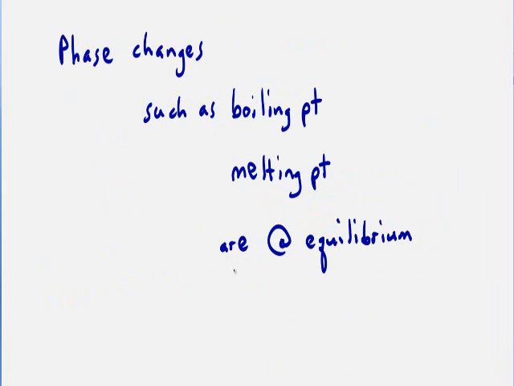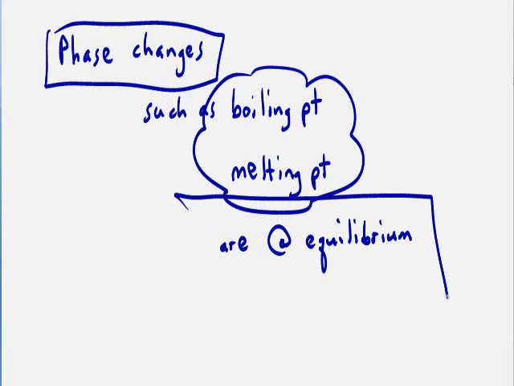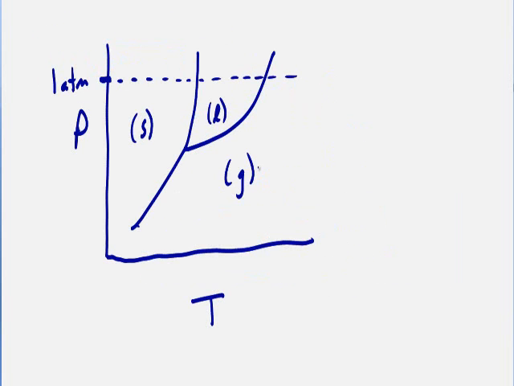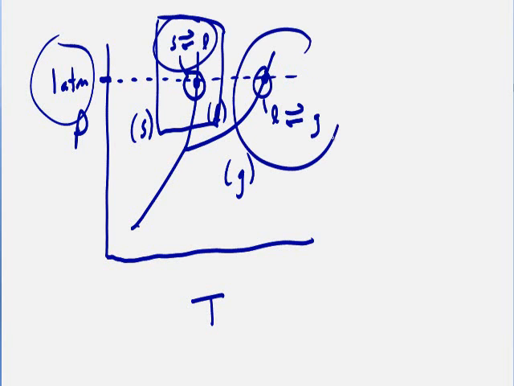Another thing we can use the connection between delta G and equilibrium for is phase changes. Things such as boiling points and melting points. When those are occurring, the system is at equilibrium. If we go back and remember our phase diagrams, here we have one atmosphere. This point, solid to liquid, would be our melting point. The liquid to gas boundary would be our boiling point. The phase change occurs, in this case solid to liquid. That's an equilibrium between solid and liquid. And over here it's similar, an equilibrium between liquid and gas when we fall right on the boundary between the phases.